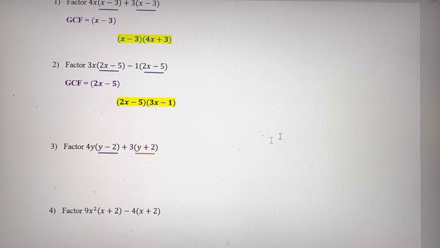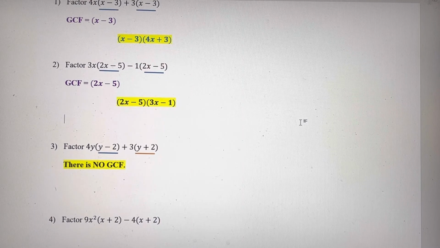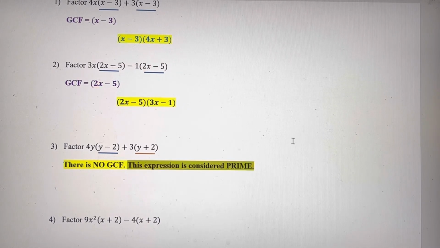Because they're different here, there is no GCF. 4y and 3 don't have anything in common. These binomials don't have anything in common. So there is no GCF. We're going to consider this expression to be prime, which means it can't be factored.